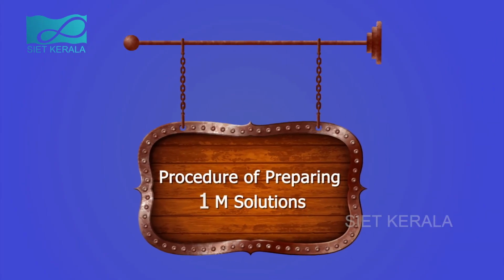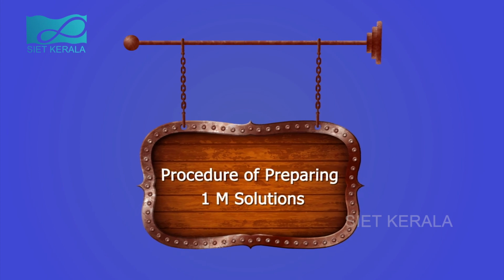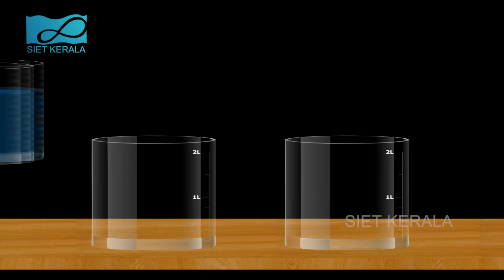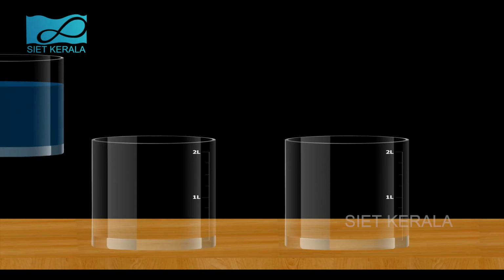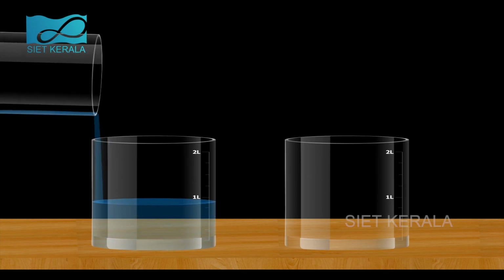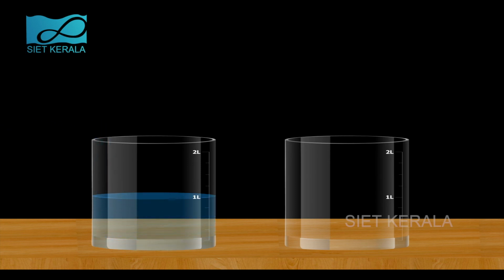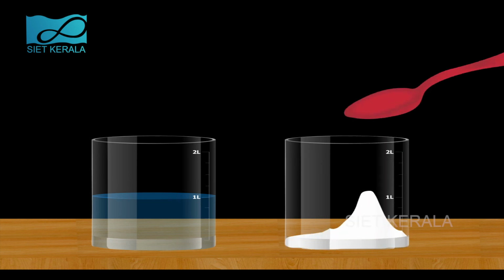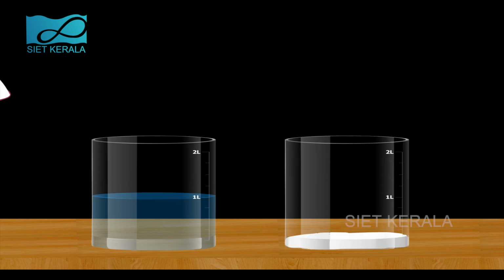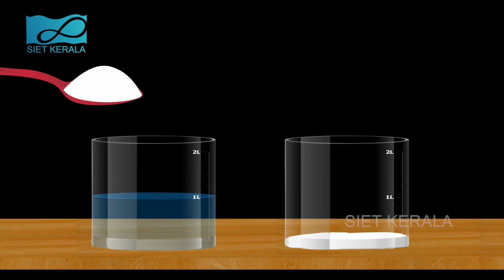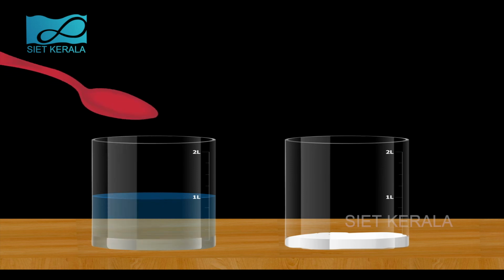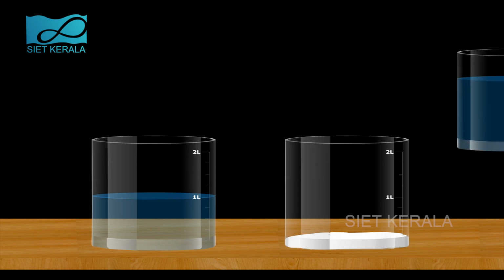Procedure of preparing 1 molar solution. Take 2 beakers of equal volume. Take 1 liter water in the first beaker and 58.5 grams sodium chloride in the second beaker. Add 58.5 grams sodium chloride to the first beaker and then add water to the second beaker. Look what we can see.